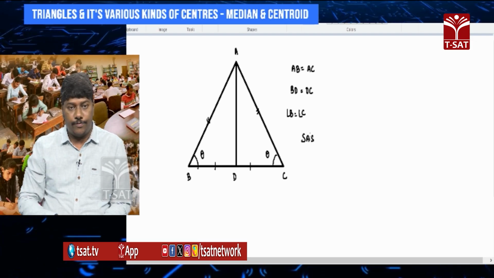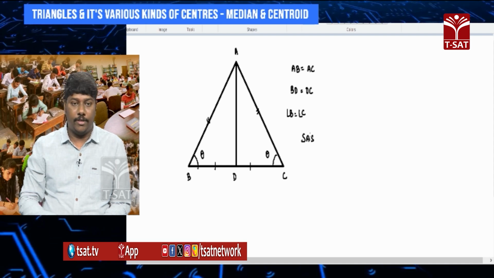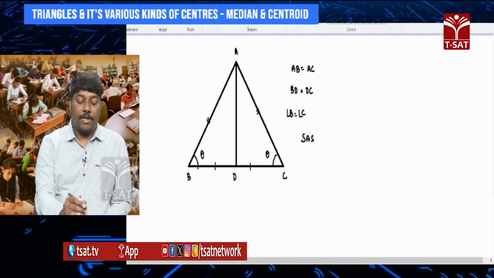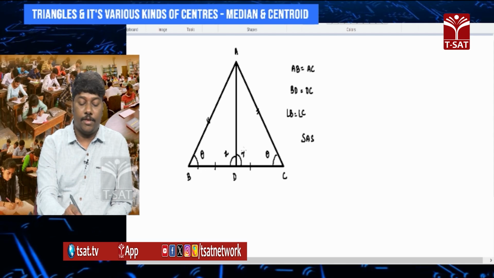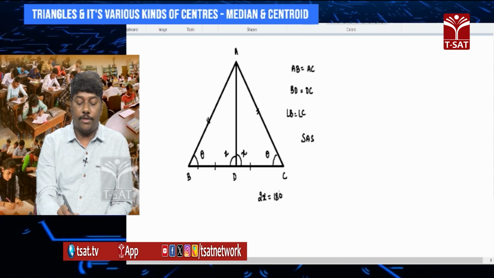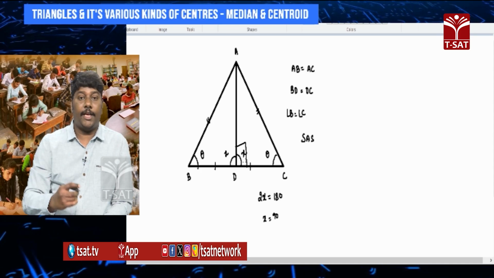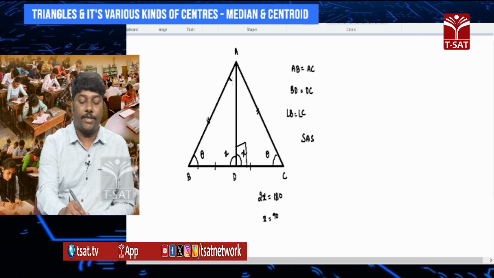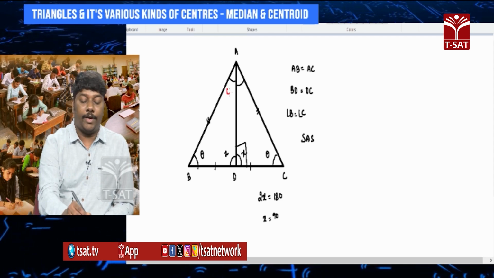According to the property SAS, we can say these two triangles are not only similar, they are actually congruent triangles. And we all know that corresponding parts of congruent triangles are always equal. Corresponding parts means if this is x, therefore this is also x. This 2x is equal to 180 because it forms a linear pair. If 2x is equal to 180, x is equal to 90 degrees. If x is 90 degrees, this AD is also called an altitude. And also this angle is equal to this angle because corresponding parts of congruent triangles are equal. If it is phi, this is also phi.